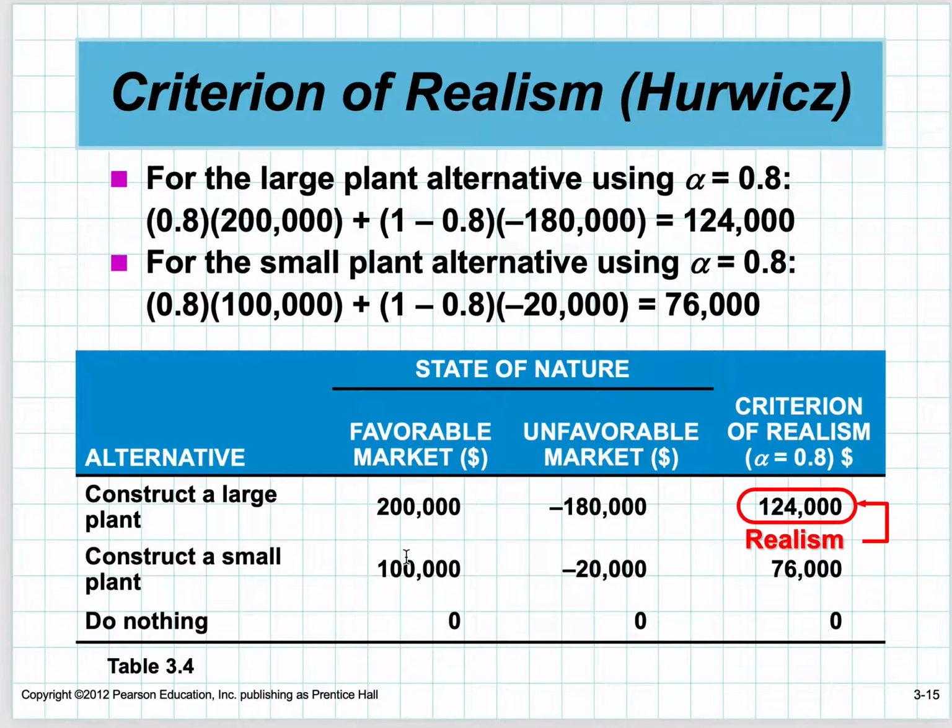I do the same thing here. I have 100,000, I have minus 20. I multiply this by 0.8, I multiply this by 0.2, I add them together, I get 76. And obviously when the 2 numbers are 0, whatever I multiply them by and add together is going to come out 0. Then I pick the max of that. So in this case, it would say make a large plant. Construct a large plant.